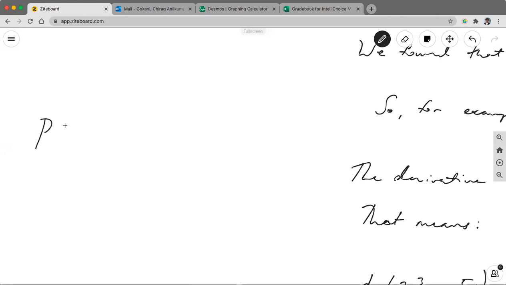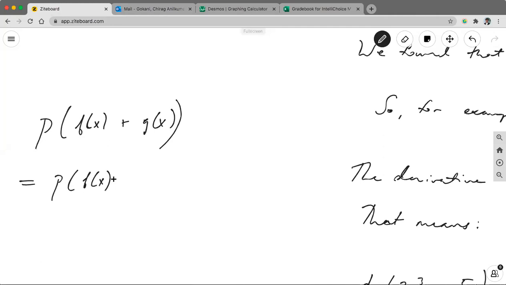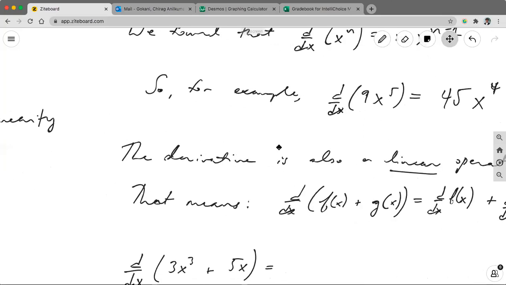If P is a linear function and you give it other functions like f and g, then by the definition of linearity, P of the sum is equal to P of f plus P of g. This is the meaning of linearity. And I'm telling you that the derivative is linear.